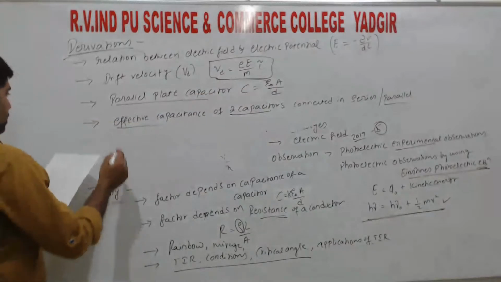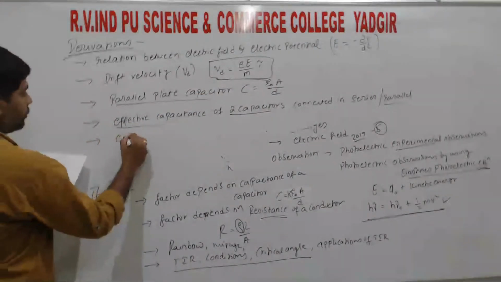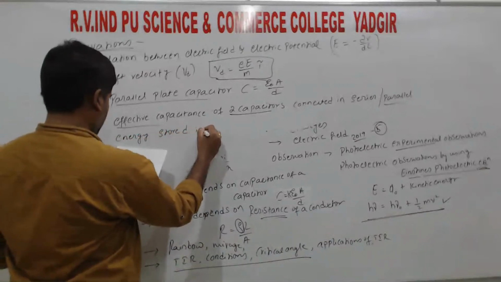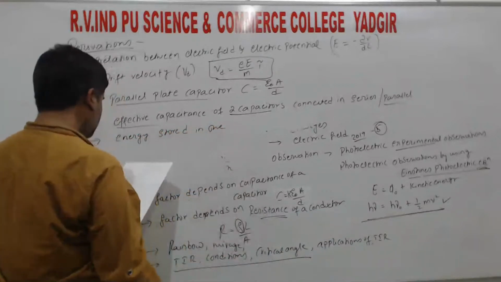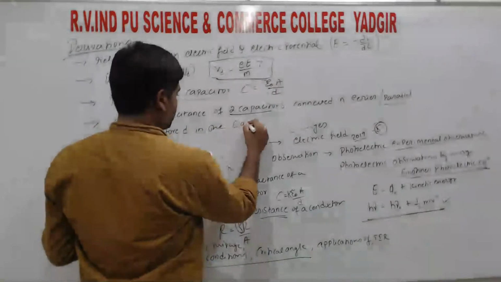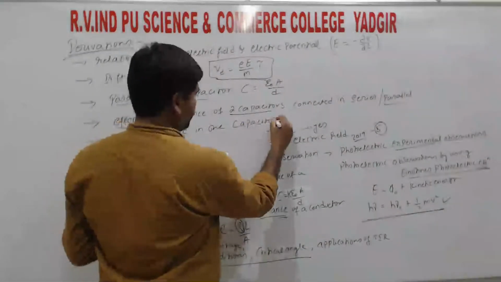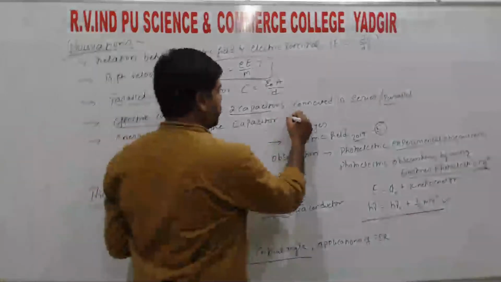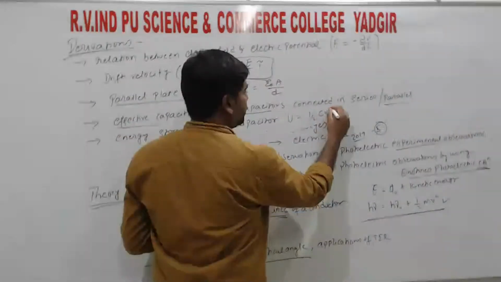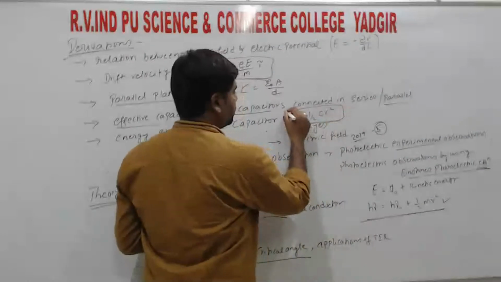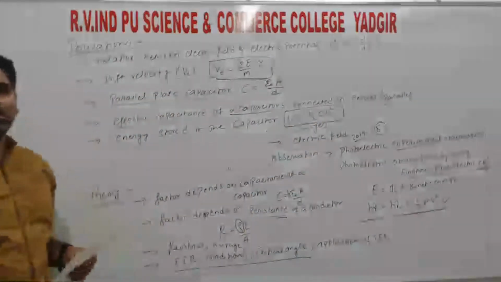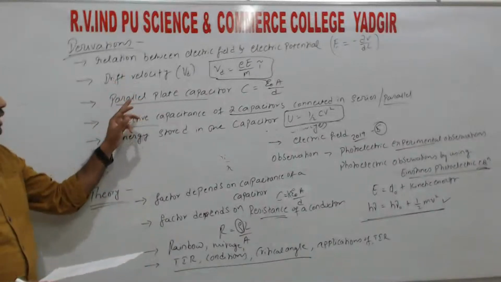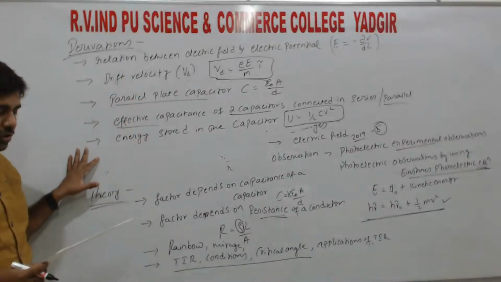So next, energy stored in the capacitor. E, or U, is equal to half C V squared, right? So this is the relation for the energy stored in the capacitor. So these are the 5 derivations.